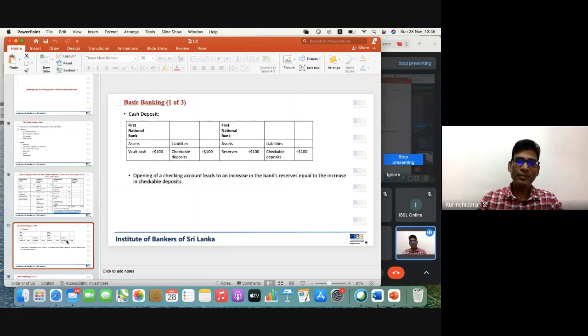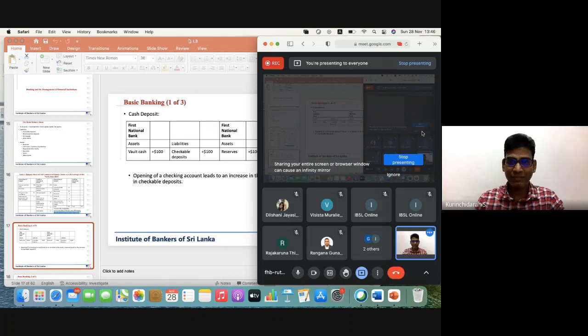Okay. When you think of cash deposits, what would be the double entry? Or what will happen to the assets and liabilities of a bank? Can anybody answer?